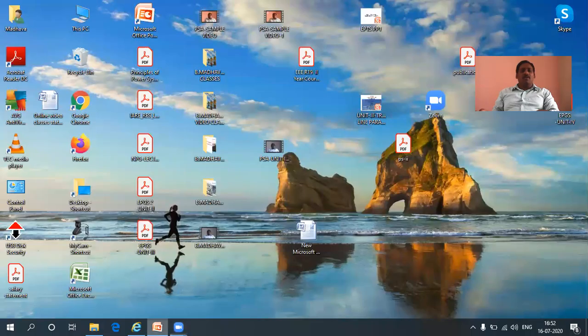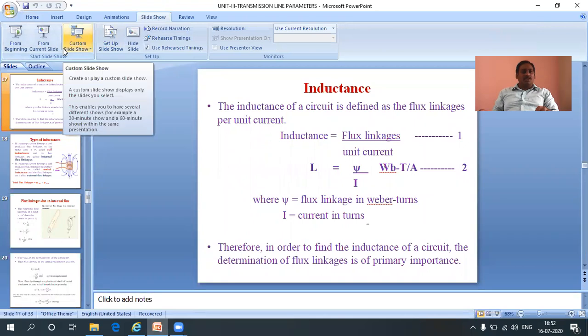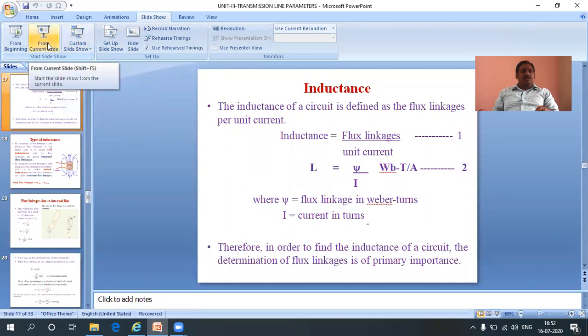Today our concept is inductance. In the last class, we discussed the resistance parameter. Now we are going to discuss the inductance parameter of a transmission line. In the lower classes, that means in the first year of physics and also in electrical circuits, we discussed the parameter of inductance.